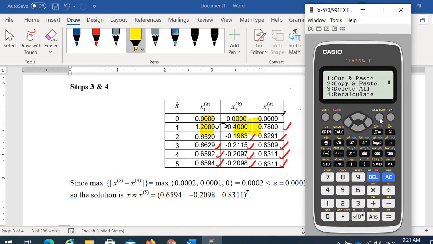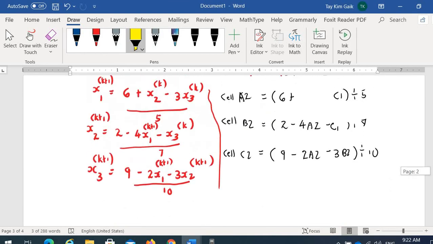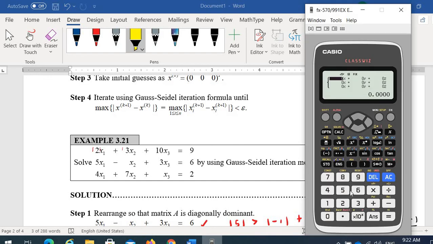Okay, and then I'm going to show you also that you can directly solve simultaneous equations of 3 unknowns. In this model, we can solve up to 4 unknowns. So you need to key in directly, without arranging it to be diagonally dominant, in your calculator to obtain the solution directly. So this is actually analytic. If using Gauss-Seidel, this is numerical.